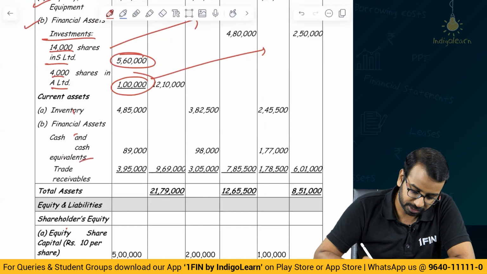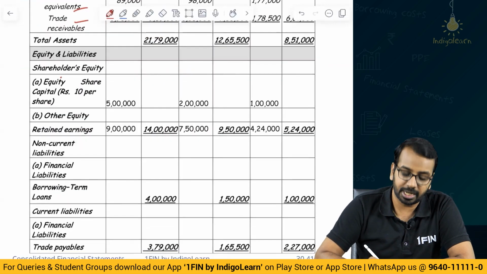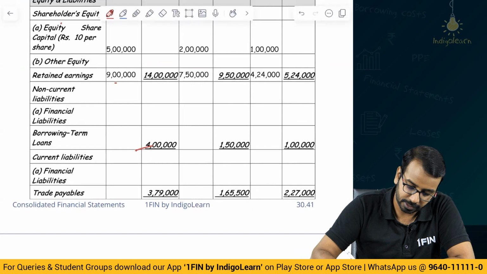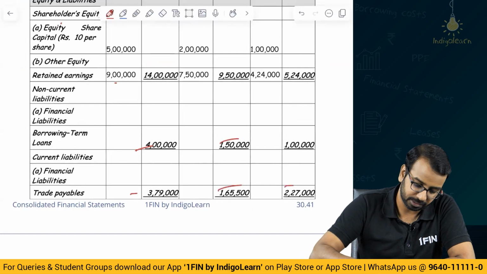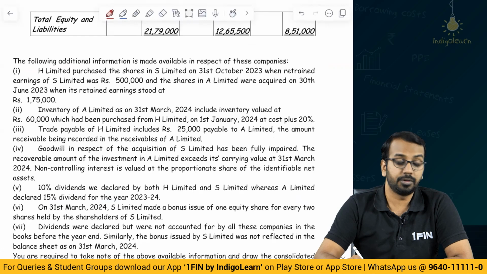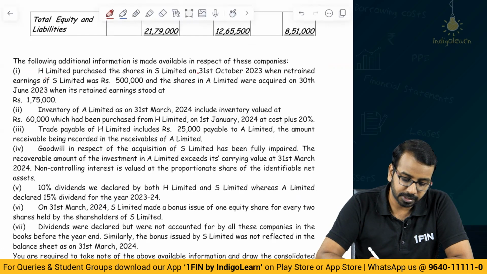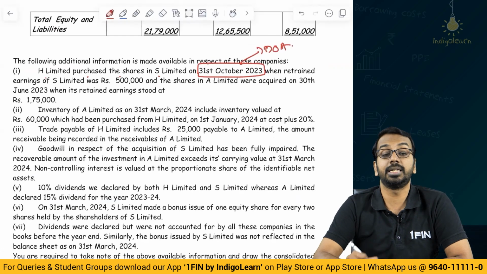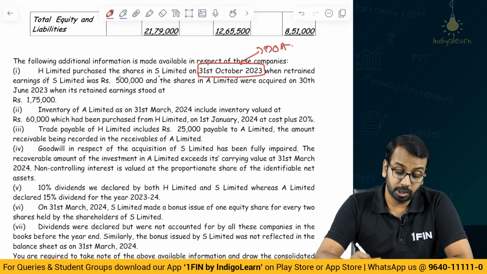Inventory, financial assets, cash, trade. Equity share capital, other equity, non-current liabilities, borrowings have been given and trade payables have been given. So far, so good. The following information is made available in respect of these companies. H Limited purchased the shares of S Limited on 31st October of 23. This is the date of acquisition. Please remember, it is a mid-year acquisition. They have acquired during the year.